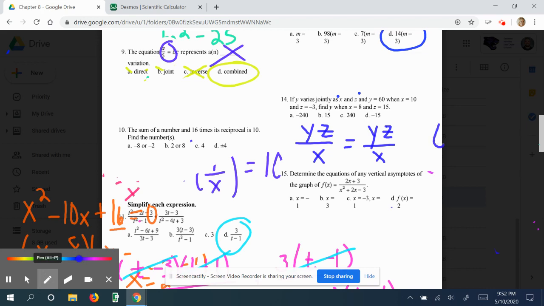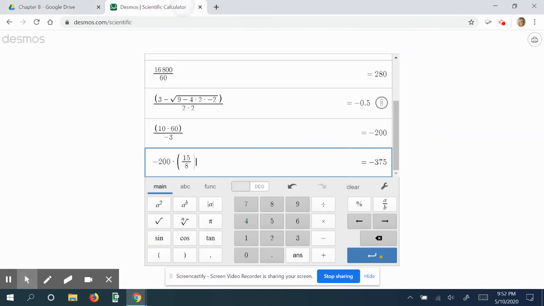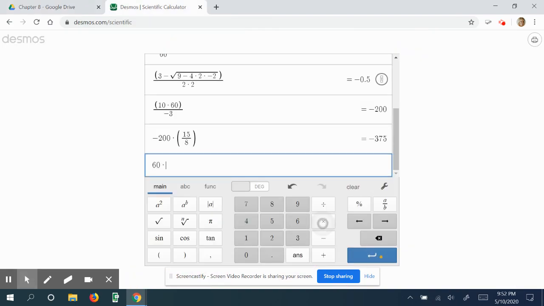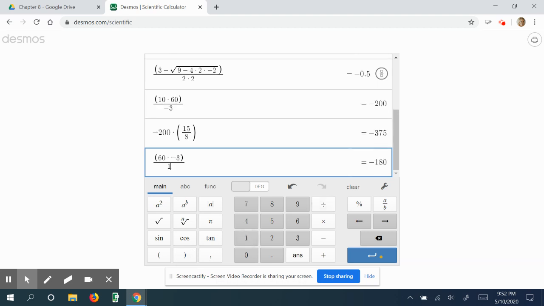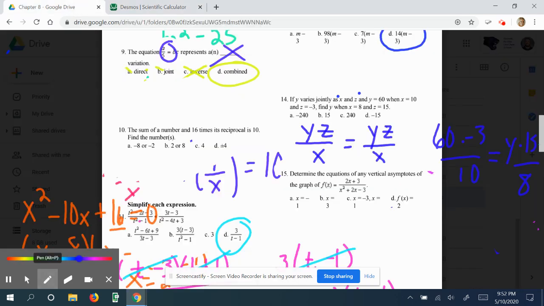Okay, so we'd say 60 times negative 3 over 10 is equal to, don't know y. We know z is 15 and x is 8. Okay, so we'll simplify. So we go to our calculator and we say 60 times negative 3 divided by 10, which is going to be negative 18, right? So this is going to be negative 18 is equal to 15y over 8, okay?